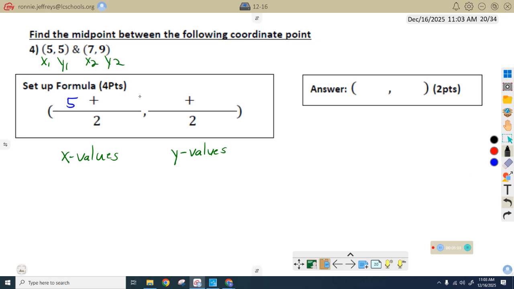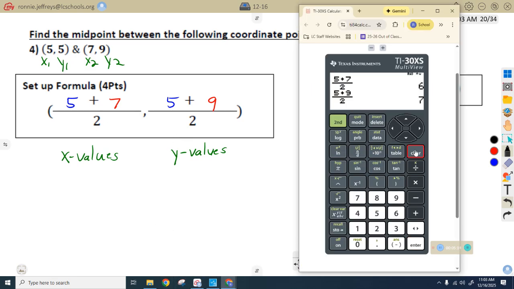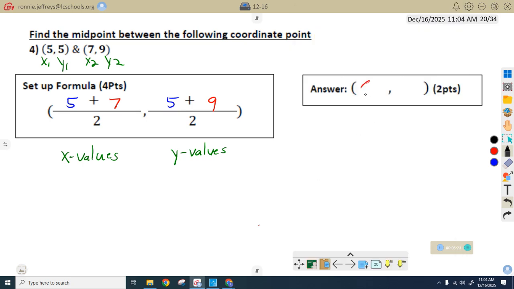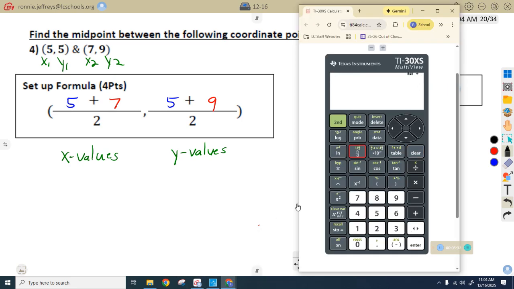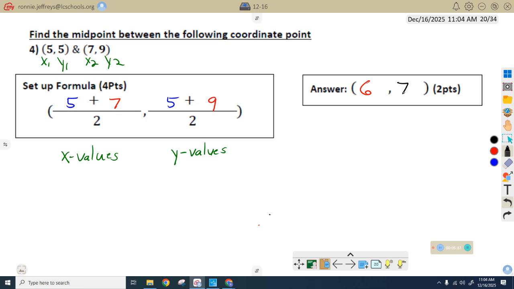All right, so 5 and 5, and then 7 and 9. You would not believe how many people do not know how to apparently put this in the calculator. All right, so 5 plus 7 over 2. Bless you. All right. And then 5 plus 9 over 2. That's what you should have got. I don't know how some of y'all are getting all this other stuff.